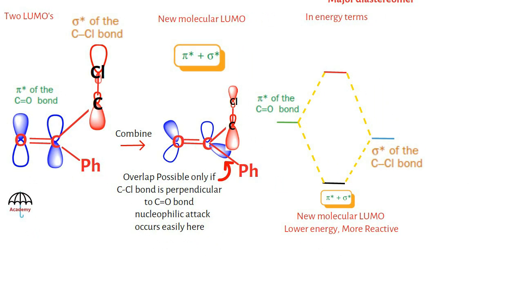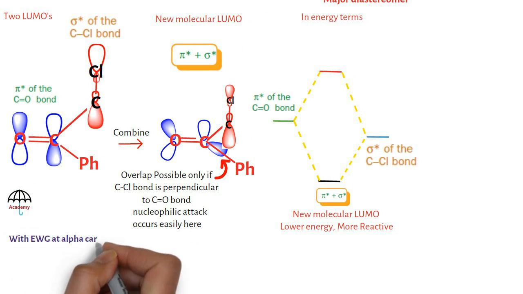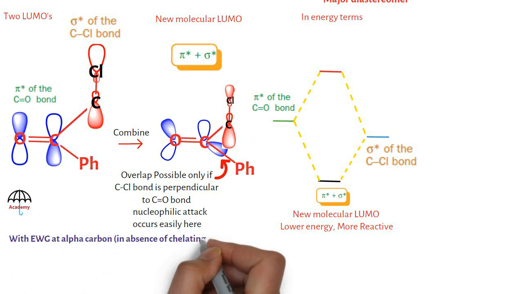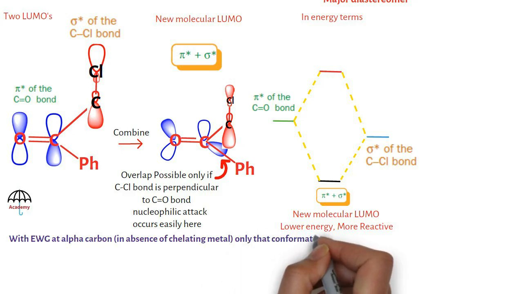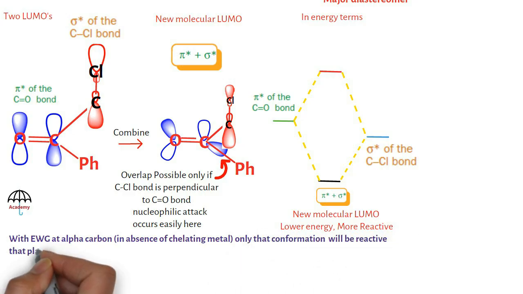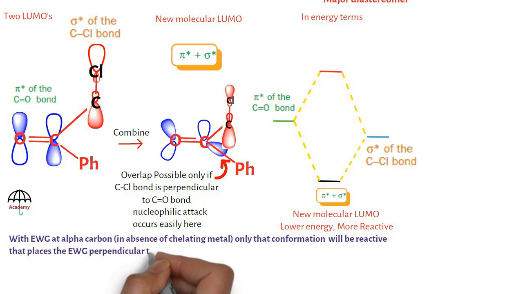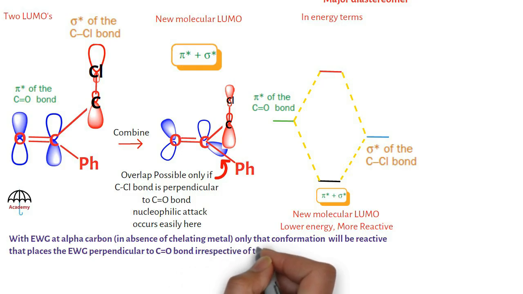Thus, to sum up, we can say that, with EWG at alpha carbon, in absence of chelating metal, only that conformation will be reactive that places the EWG perpendicular to carbonyl bond irrespective of the size. Why are we saying in absence of chelating metal? Because presence of chelating metal in the reagent and EWG having lone pair at alpha carbon will change the reactive conformation, leading to Cram chelate model, which we will discuss in our next lecture.